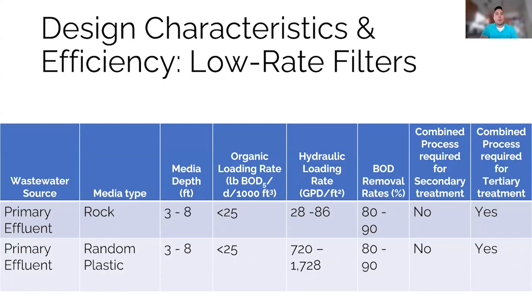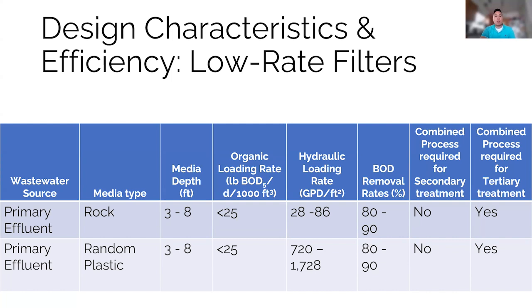So these plants are designed to have, so our first one is our low rate filters. These plants are typically designed to have a small amount of BOD and would not need combined processes for secondary treatment. These typically are able to remove a large amount of BOD because there's a slow rate going through, and they're able to consume all of that.